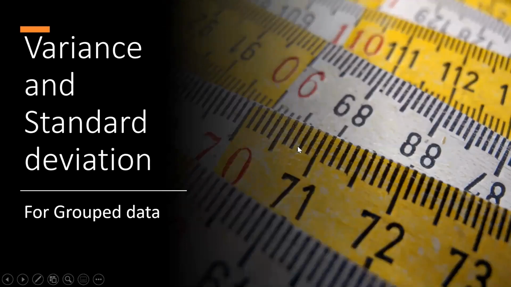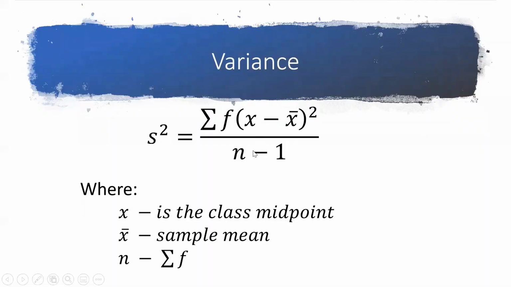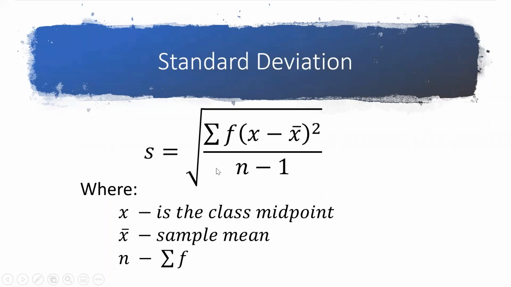Let's talk about variance and standard deviation for grouped data. So this is the formula for the variance, where x is the class midpoint, x bar is the sample mean, and n is the summation of the frequency. And this is the formula for the standard deviation, that is just the square root of the variance. Again, x is the class midpoint, x bar is the sample mean, and n is the summation of the frequency.